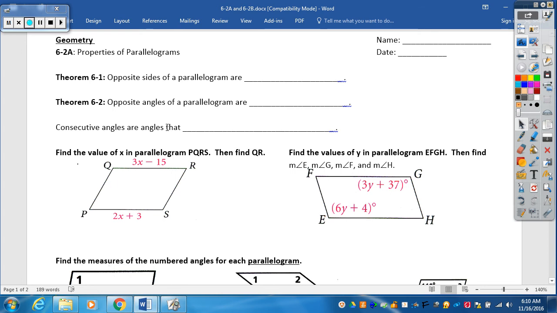Now, when I say this, consecutive angles would be like angle R and angle Q. Okay, they're next to each other, they share a line right there. Okay, R and S share a line right here. So you can jot that down right there.